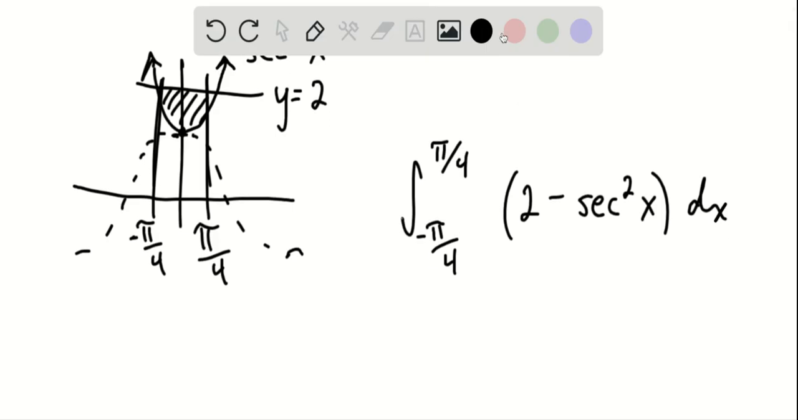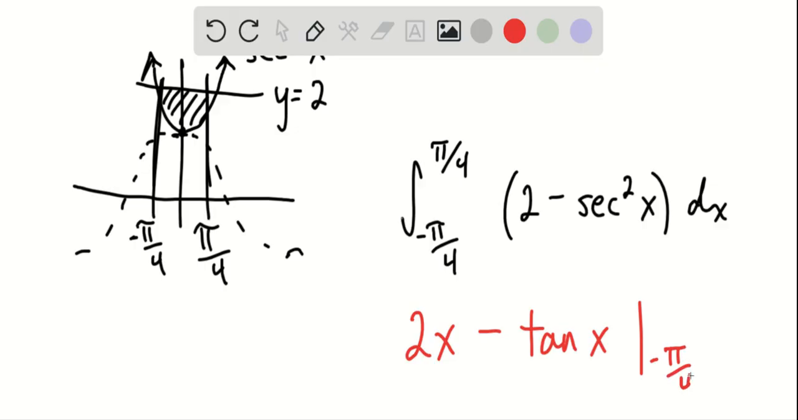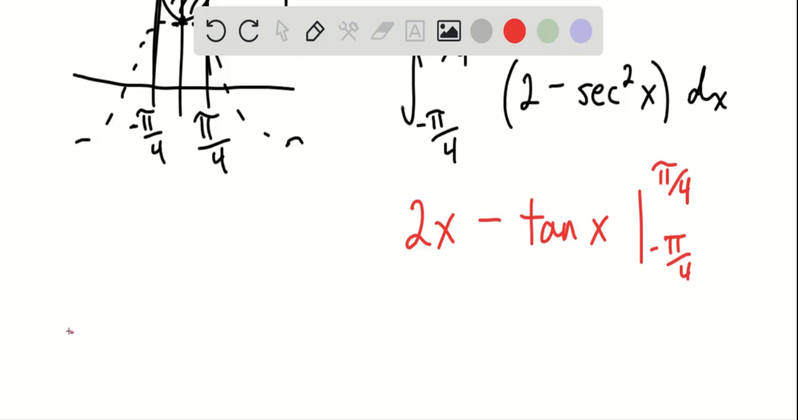Okay, so what's the antiderivative of 2? We'll attach an x to it, because remember, the derivative of this needs to equal 2. And in the same manner, I would just think of what derivative would give me secant squared, and that answer is tangent. The derivative of tangent is secant squared, so I'm good. From negative pi over 4 to positive pi over 4. So now we can plug in.